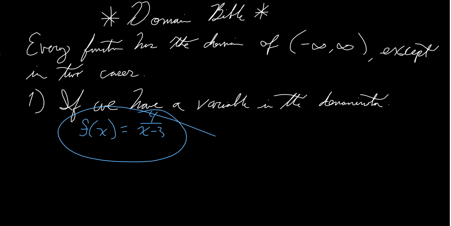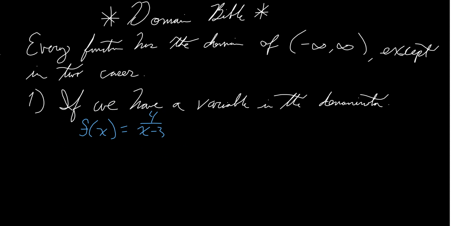Except in 2 cases. If we have a variable in the denominator. Okay, so look in here, we indeed do have the variable in the denominator. Well, this tells me that the domain is not negative infinity to positive infinity. So instead we're going to think about this logically for what we've done up to this point. If we have the variable in the denominator, we're going to think about what cannot be in that denominator. Well, what do I know I cannot have in any denominator? I know I cannot have a 0.